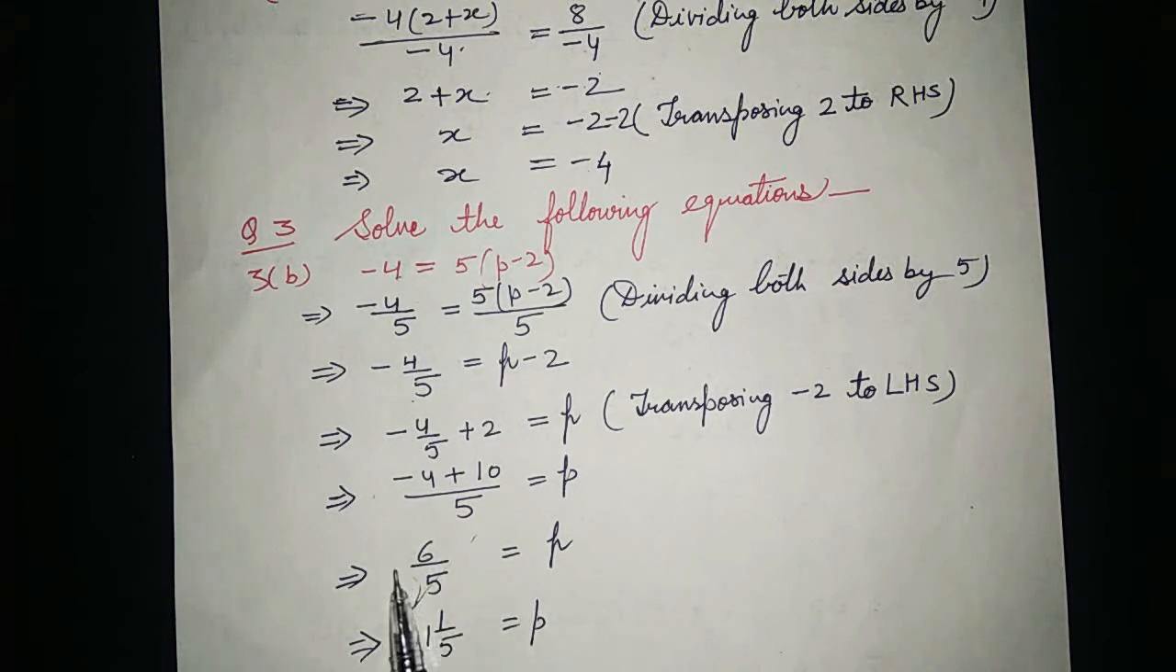And we can see that this 6 upon 5 is an improper fraction. So we can change it into a mixed fraction. Then the value of p will come 1 whole 1 upon 5.